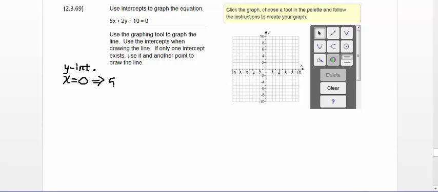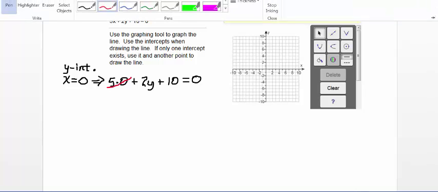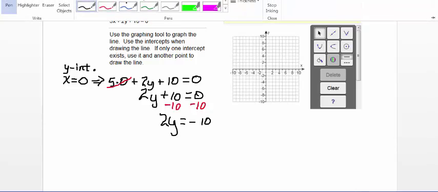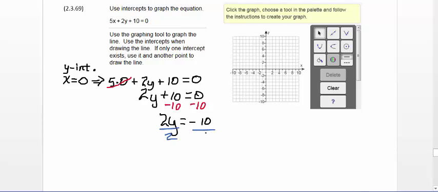using the intercept. So I'm going to start with the y-intercept, which is found by setting x equal to 0 and solving for y. So 5 times 0 plus 2y plus 10 equals 0 is the same as 2y plus 10 equals 0. I subtract 10 from both sides of the equation. I now have 2y equal negative 10. I divide both sides of the equation by 2, and I get y equals negative 5.